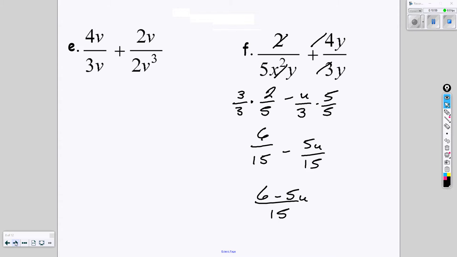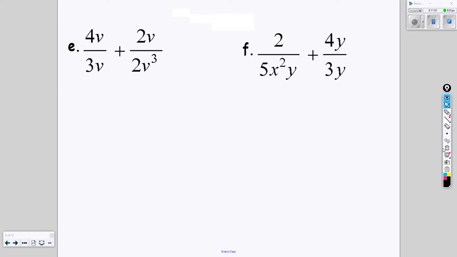All right, so now let's go on to part E. Another way to find the least common denominator is basically see what each one of the denominators has that's missing from the other. So if we take a look at this first denominator, 3v, what the other denominator has that this doesn't would be a 2, of course, and then also v cubed. So we've got to figure out how to get the 2 and the v cubed. So we could multiply this by 2 over 2. And then to get v cubed, we could multiply it by v squared over v squared.